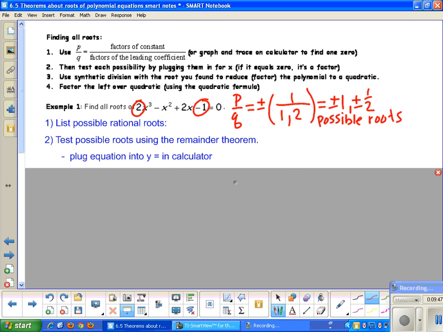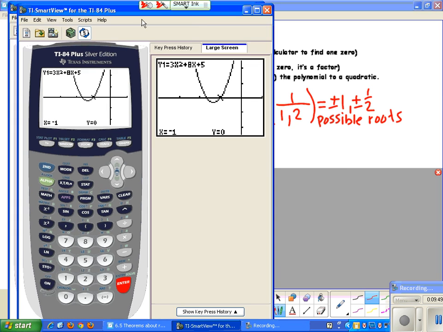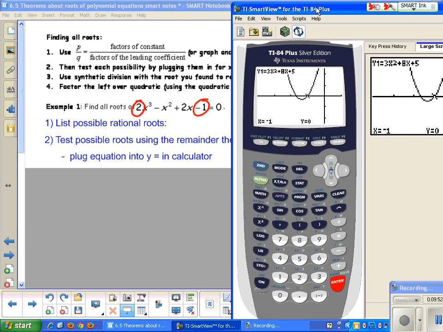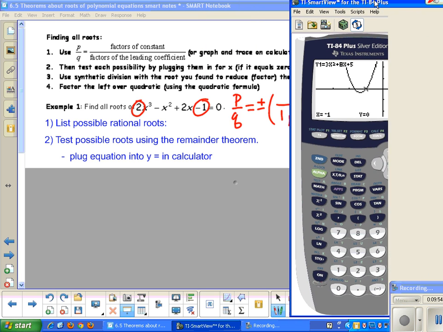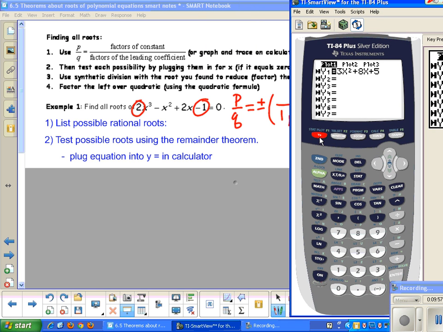And so that's the first step that I'm going to do. So I'm going to go to my calculator. And you guys should also be doing this because this is something you really need to practice. So in my y equals, I'm going to put my equation. So 2x cubed, and then minus x squared plus 2x minus 1. So let me make sure I did that right. 2x cubed minus x squared plus 2x minus 1.